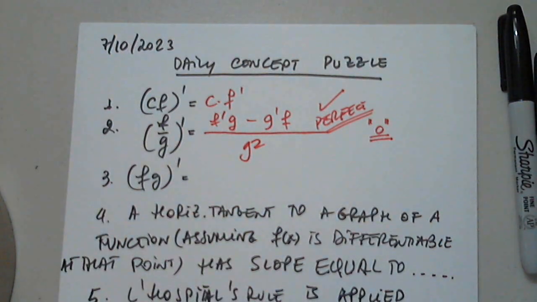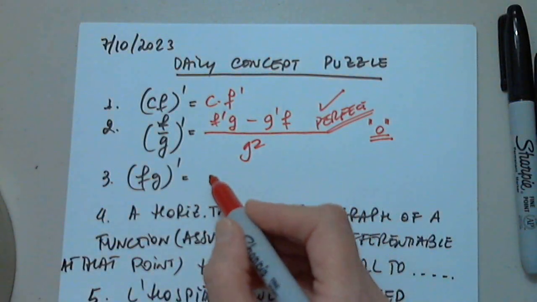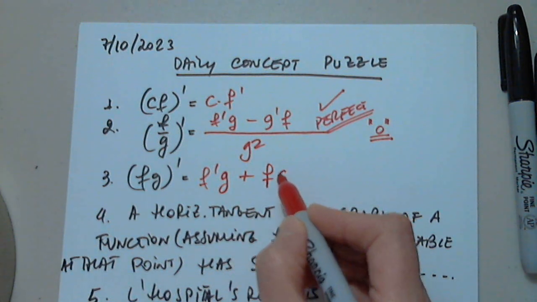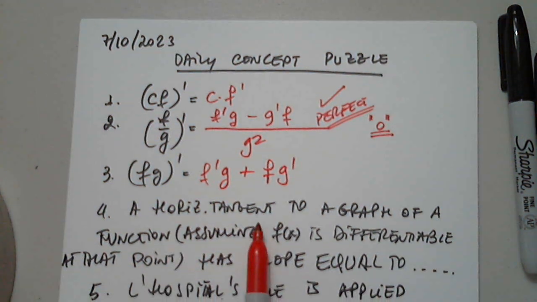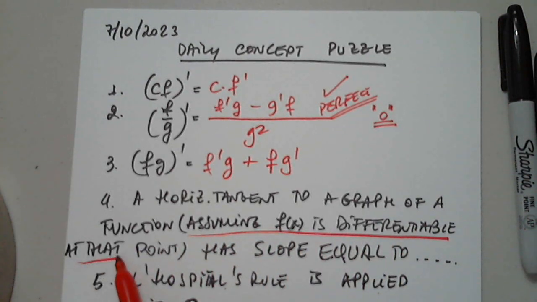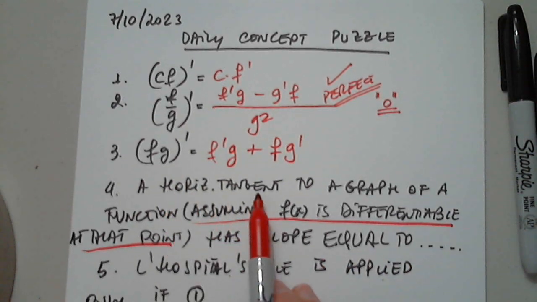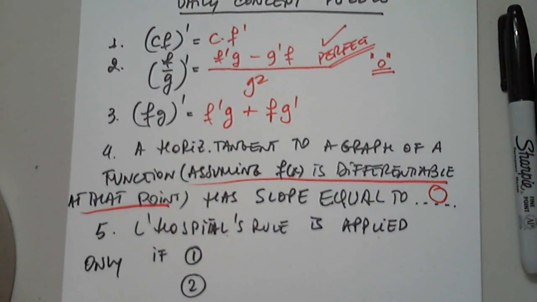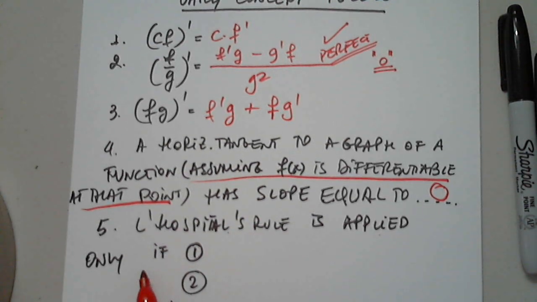okay, can anyone give us the product rule? Yes. f prime times g plus f times g prime. Perfect. A horizontal tangent to a graph of a function, of course, assuming that the function is differentiable at that point, has slope equal to. A horizontal tangent to a graph of a function has slope equal to. 0. Excellent, thank you.